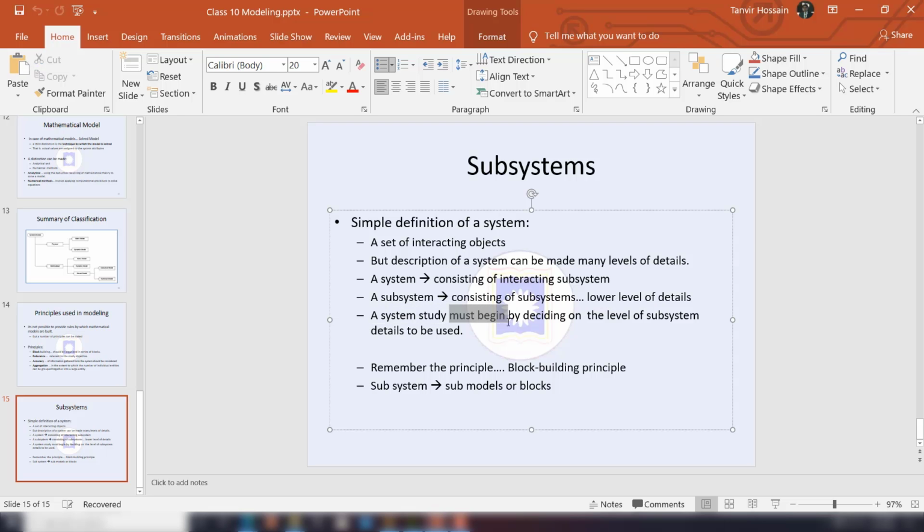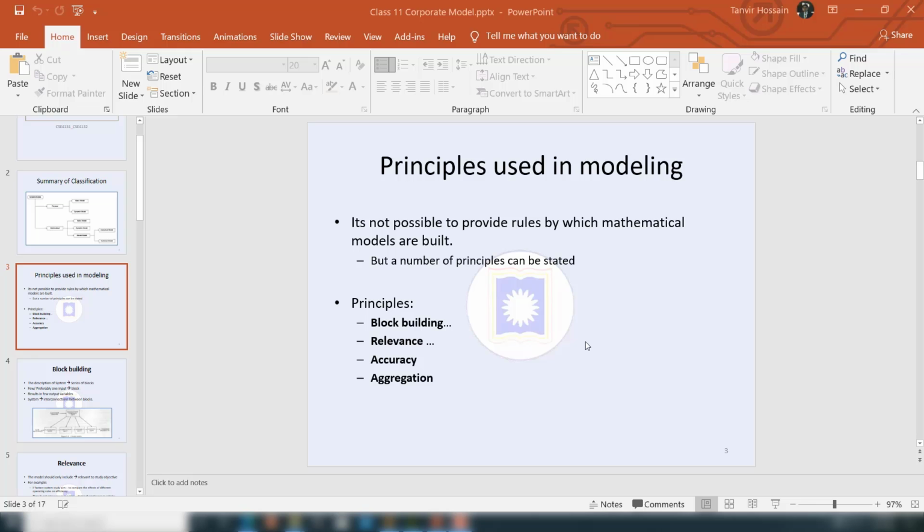A system study must begin by deciding on the level of subsystem details to be used. However, we have to decide the level from the beginning, so that we do not make the whole system too complex for the simulation or the whole objective we are trying to achieve here. Now, let's take a deeper look into the principles used in modeling.